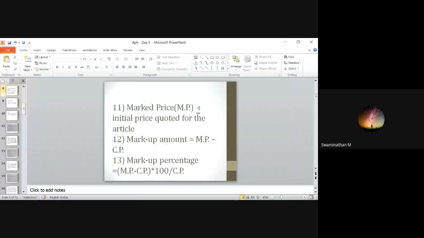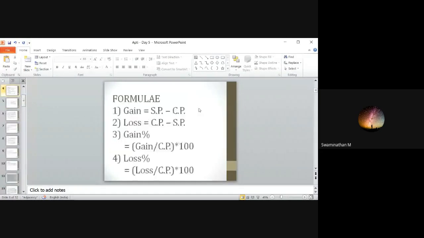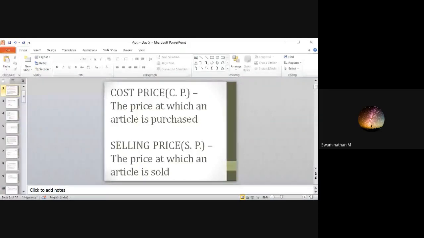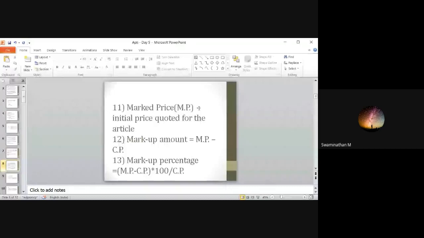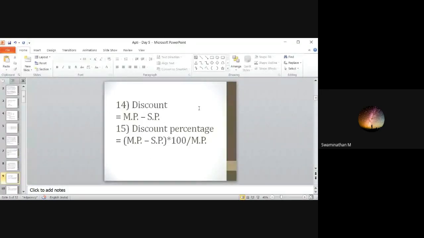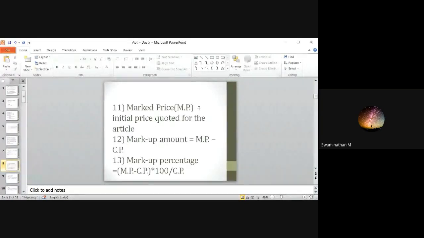I think we are done with the formulas. Do you want to note any other formula? If you have missed any, I will show the slide. Otherwise, we will move on to the problems. 15 formulas, clear? Have you taken all 15 formulas? Not all are formulas, a few definitions are also there.